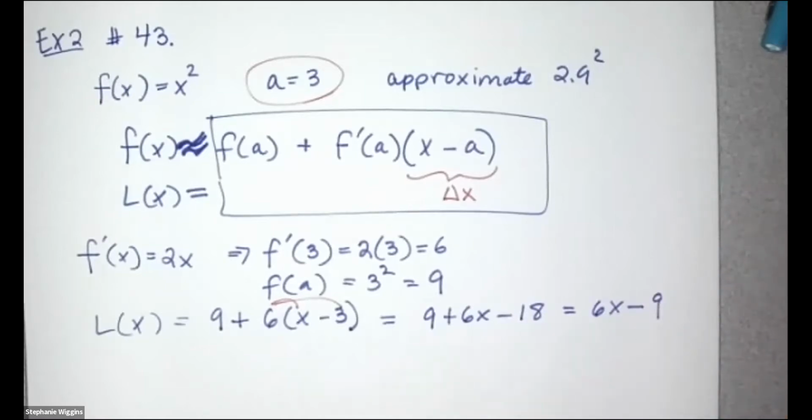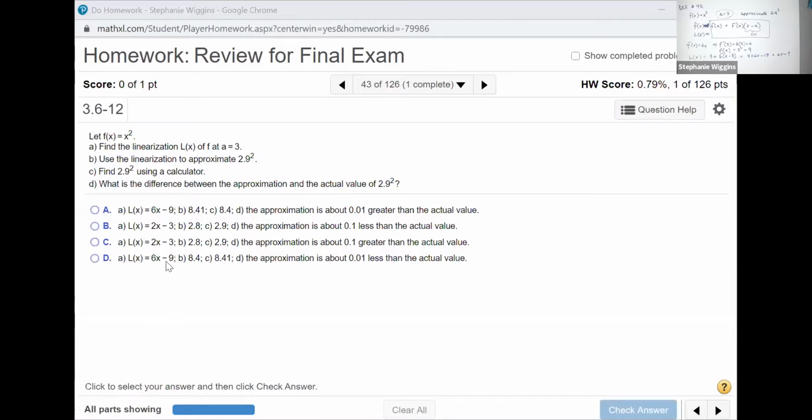Now, let's go ahead and go back to the problem, and we can eliminate some choices here. Just to save yourself time, maybe you don't even have to go through all of this. We've eliminated now B and C because we see the linearization is 6x minus 9. Okay, so part A is done.